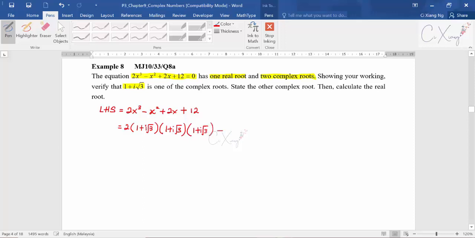Okay, my minus x squared. So my x squared is 1 plus i square root 3 multiplied with 1 plus i square root 3. Okay, plus 2x. So 2x will be 2 times 1 plus i square root 3. Then plus 12.